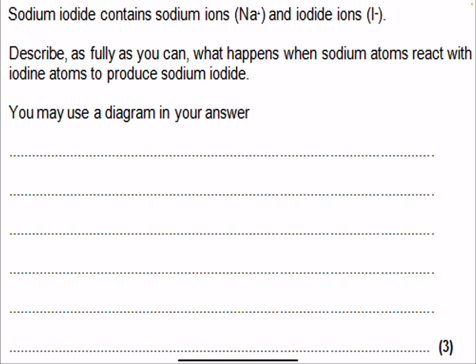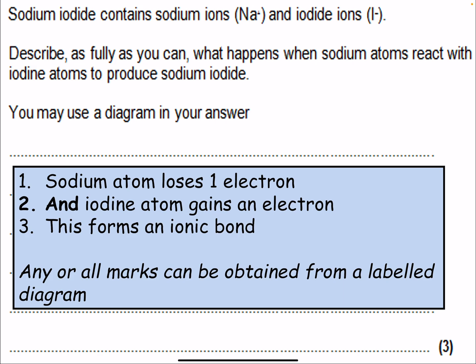Sodium iodide contains sodium ions, Na+, and iodide ions, I-. Describe as fully as you can what happens when sodium atoms react with iodine atoms to produce sodium iodide. You may use a diagram in your answer, and it's worth 3 marks. Once again, pause the video here. Okay, so the sodium atom will lose 1 electron. The iodine atom will gain 1 electron. And that opposite charge, sodium plus and iodide I-, will attract each other, forming an ionic bond. That's 3 marks.